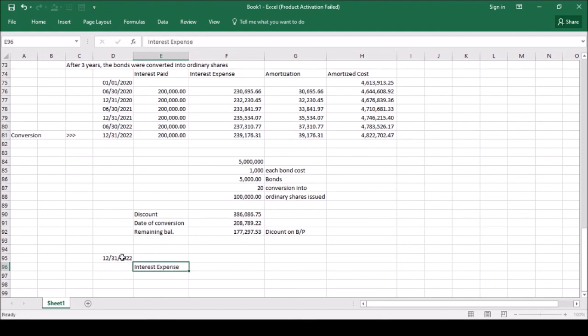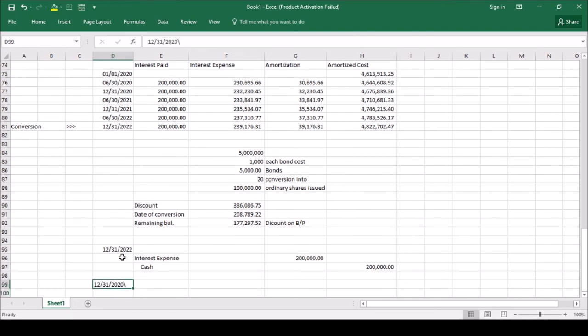Interest expense. That is 200,000. Ito po yung 200,000. Yung interest payment muna natin. Then, yung credit cash, kasi nagbayad ka for 200,000. That's the first entry. Yung payment of the interest on that date of conversion. Ano yung pangalawang entry na gagawan? Okay. 2022.